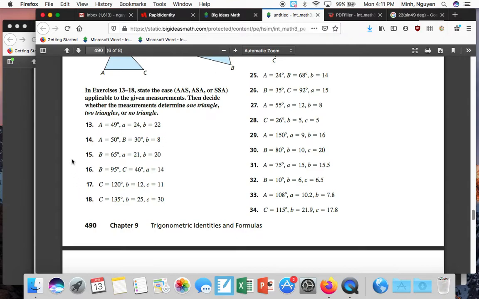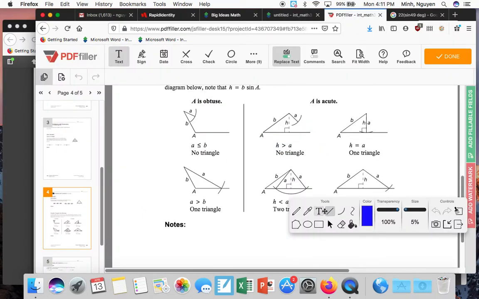Let's do 17. So we have one angle, and I have a side and a side, but I don't know what that looks like without drawing it out. So I'm going to draw it out.